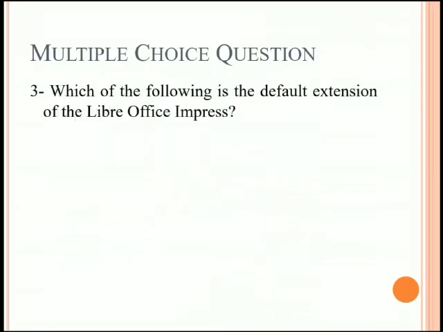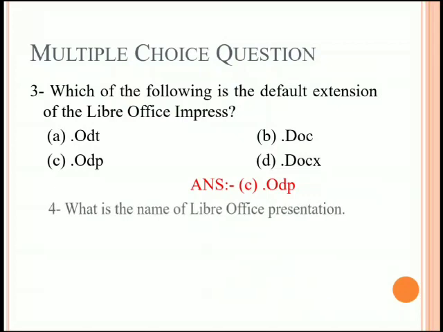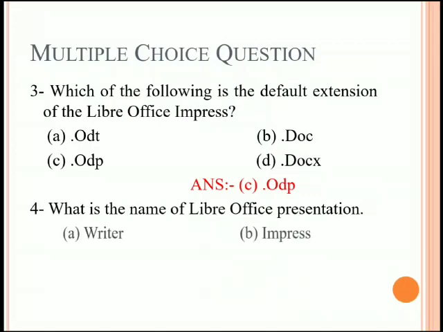Third is, which of the following is the default extension of LibreOffice Impress? Options are A. .odt, B is .doc, C is .odp, and D is .docx. So answer is .odp. .odt is the default extension of LibreOffice Writer, and .odp is the default extension of LibreOffice Impress.